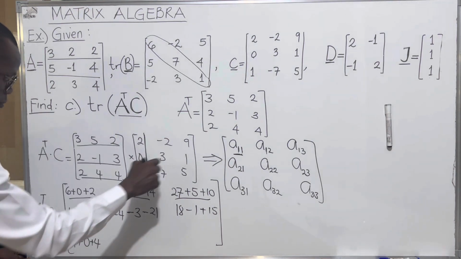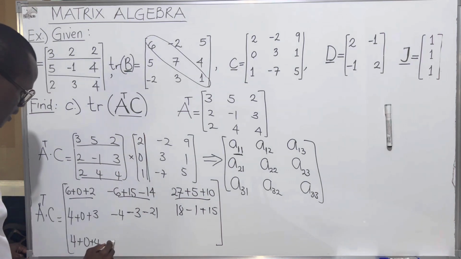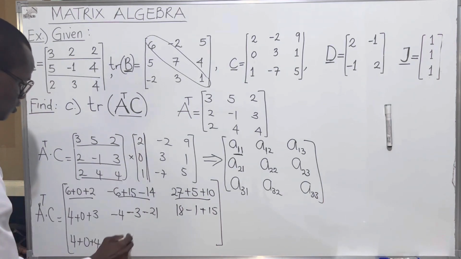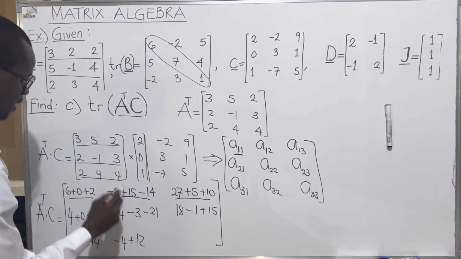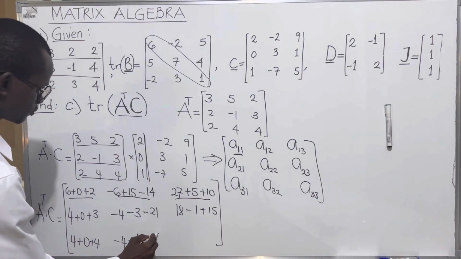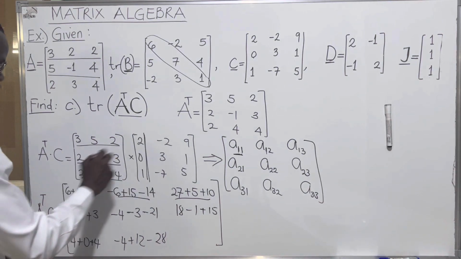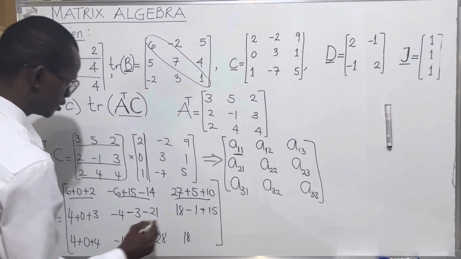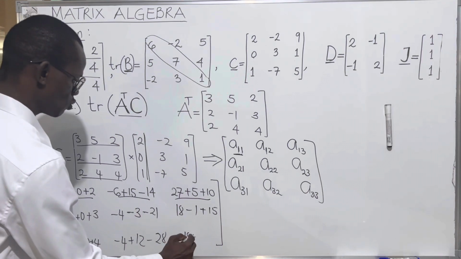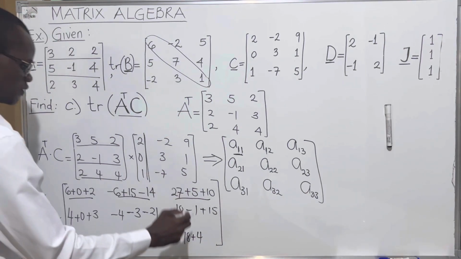Move to the next column, the same row. 2 times minus 2 is minus 4, 4 times 3 is 12, and then 4 times 7 is 28. We'll move to the last column. 2 times 9 is 18, 4 times 1 is 4, and then 4 times 5 is 20.